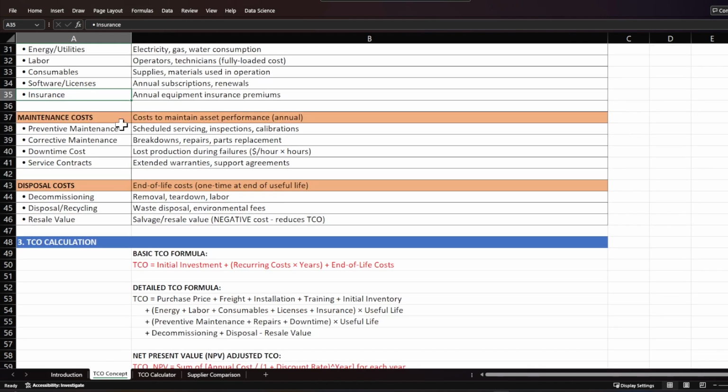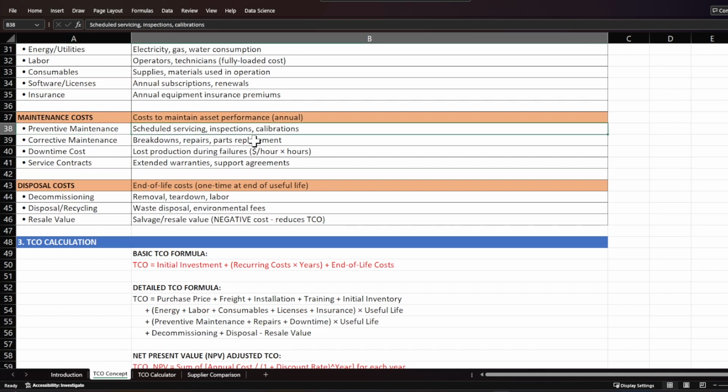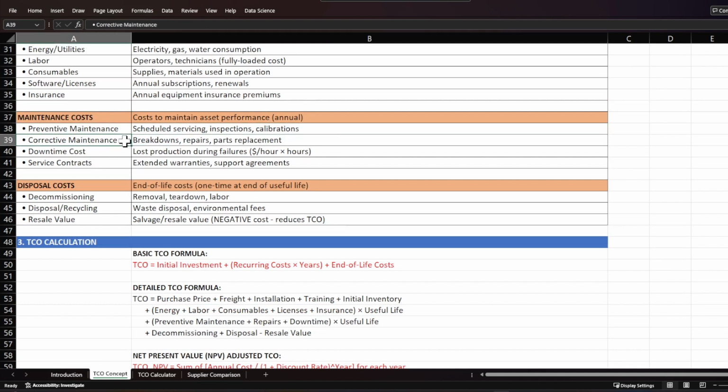Now the maintenance cost. The preventive maintenance you need to do in order to avoid machine breakdown involves scheduled servicing, inspection and calibration. Then corrective maintenance: let's say the machine has a breakdown and you need to repair it, that falls under corrective maintenance. Then there's the downtime cost. What is the downtime cost? It is the cost you incur because your machine broke down. If this hadn't happened, you would be running your machine and producing finished goods, so that is a lost opportunity. It is lost production during failure. Now the service contract. The vendor usually gives you the AMC, correct? The annual maintenance contract for extended warranties and the support agreement. That also falls under the maintenance cost.